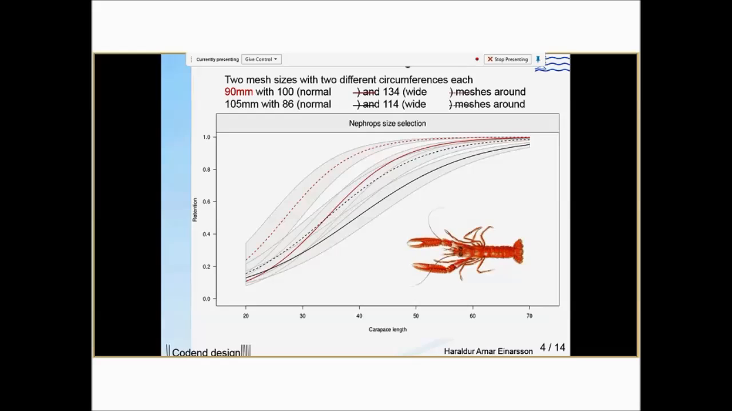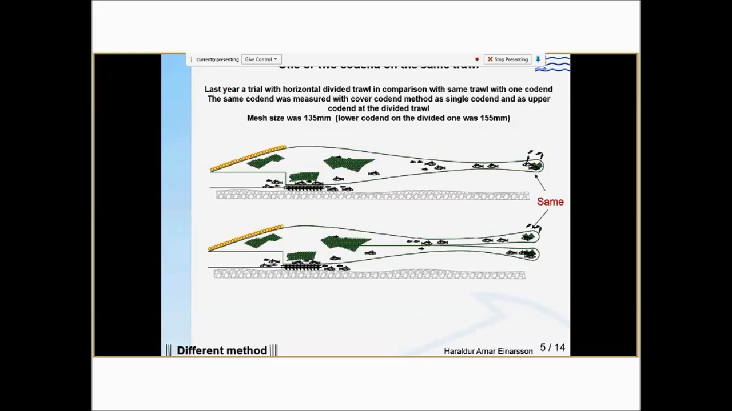It's not all about the mesh sizes. Look at the next one. The summer 2012 as well. I was busy that summer. So we went on a survey there. This is the very same trawl here.